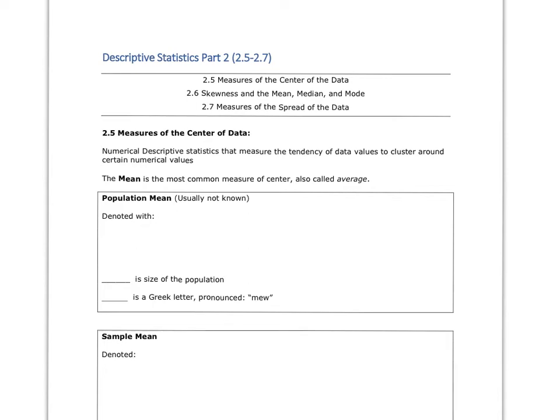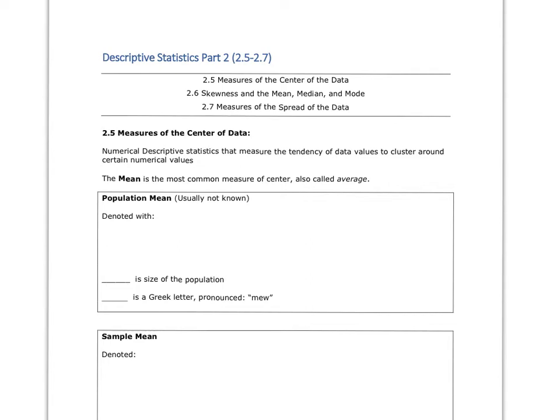Okay, we're going to look at section 2.5. We're in that descriptive statistics chapter, and this time we're going to look at the descriptive statistics that measure the center of a list of data. We are looking at, again, numerical descriptive statistics, and they're going to measure the tendency of the data values to cluster around certain numerical values.